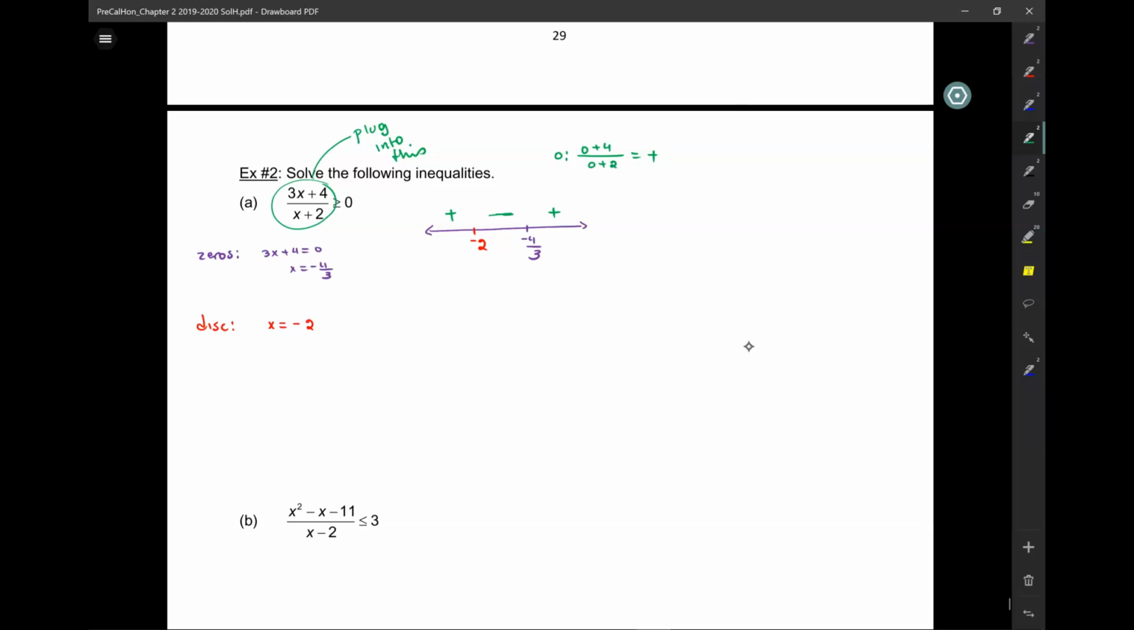Now, I want this function to be greater than or equal to 0. So that's this and this. So it's -infinity to -2. Is that right? No. Why not? Right? So open there, even though it's greater than or equal to. Union, close that -4/3, infinity. You see all that action there? Right? Okay.